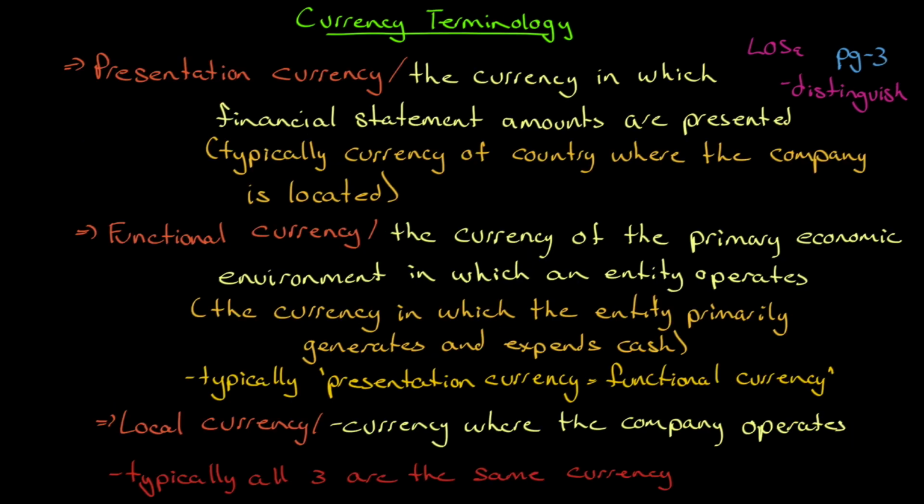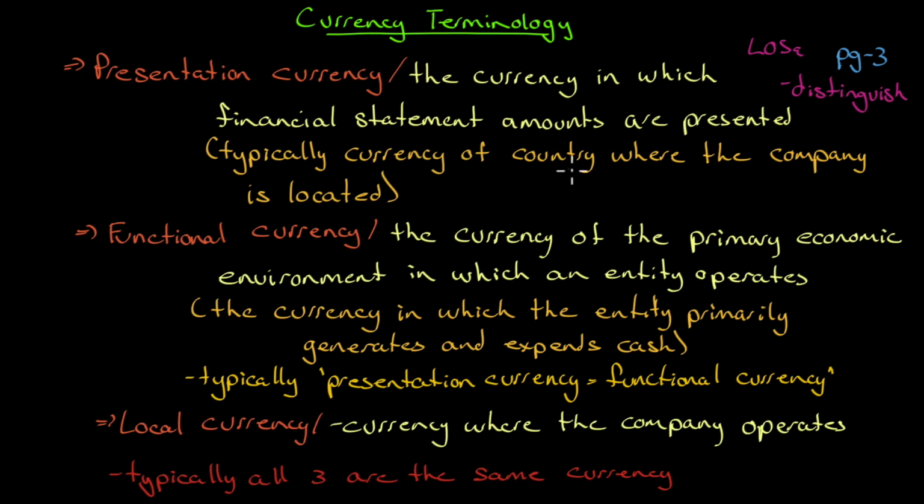So let's get formal with the three definitions that we have to use, because I'm going to use these quite a lot. I'm going to use the term presentation currency a lot, and I'm going to use the term functional currency a lot. When I use these terms, you can't slow down and think, well, hang on a second, what is this now? You really must understand it. The presentation currency is the currency in which financial statement amounts are presented, plain and simple.